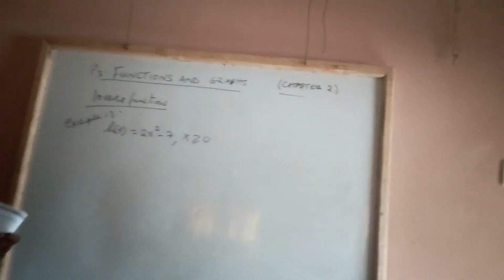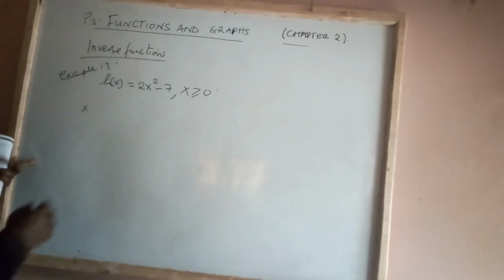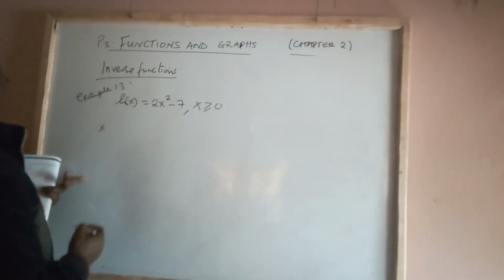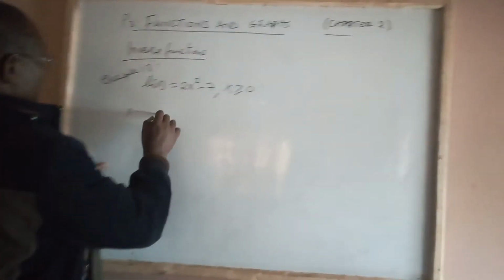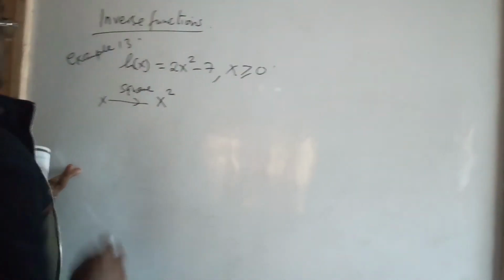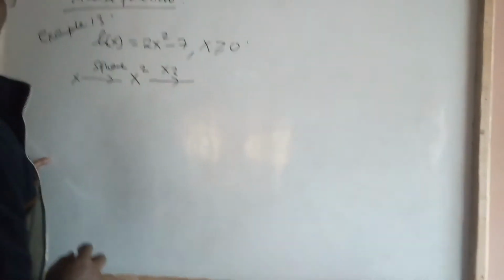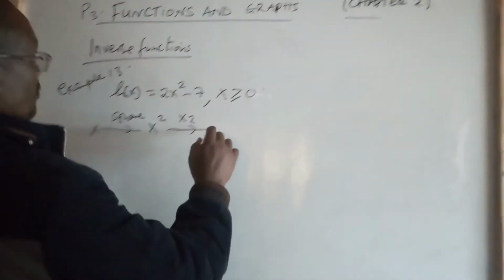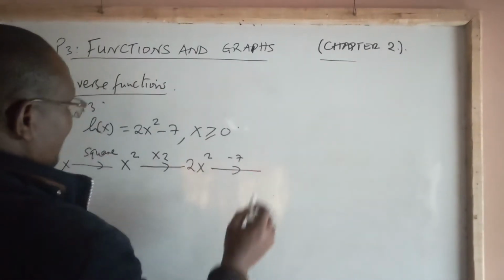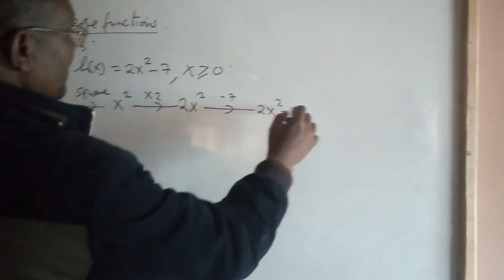What does this mean? If we start with a variable x, the first rule is to square the x to give us x squared. The second rule is times 2: multiply the squared x by 2 to give us 2x squared. And the third rule is minus 7 to give us 2x² − 7.